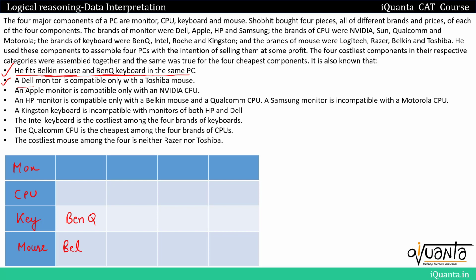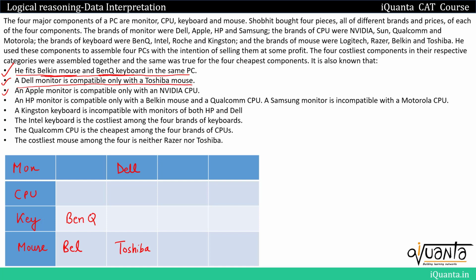A Dell monitor is compatible only with a Toshiba mouse. So now we have a different kind of mouse which is Toshiba, and it is compatible only with a Dell monitor. So let me write Dell monitor over here. We are done with the second clue.